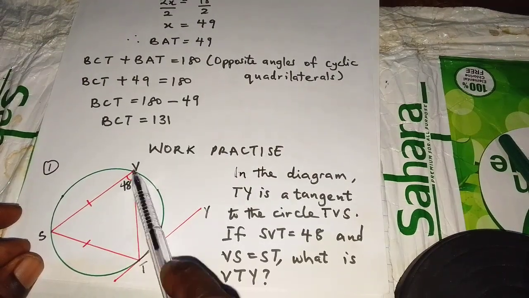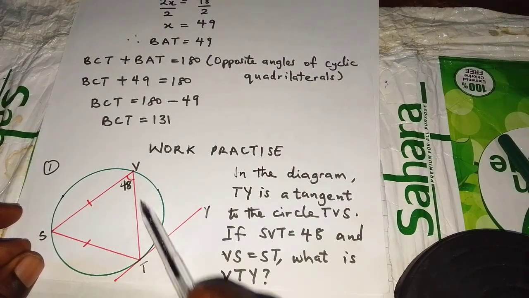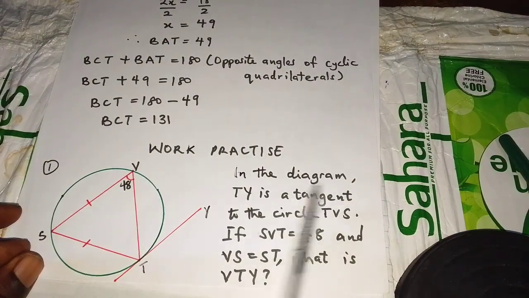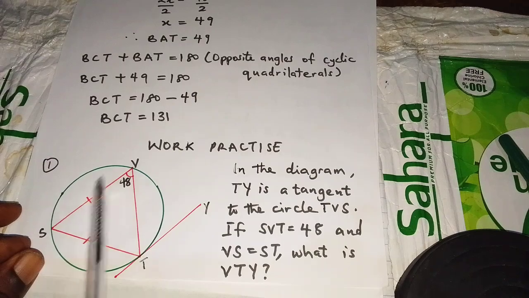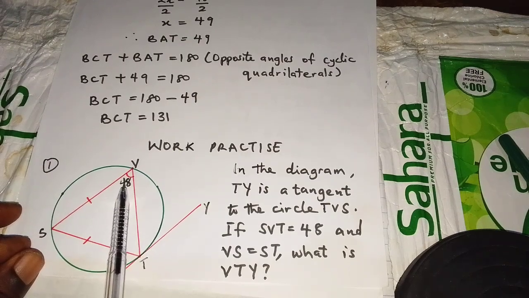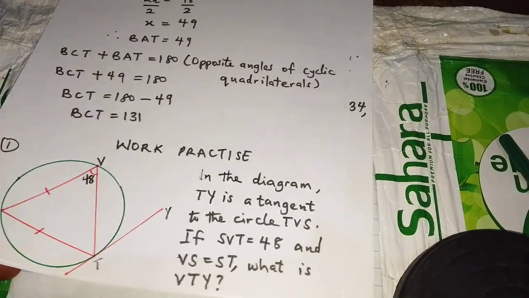Now for the work practice, look at this diagram. So this is 48. So this gives us an equilateral triangle. This is tangent to the chord here. So the question in the diagram: TY is the tangent to the circle TVS. If SVT, this angle here is 48, and VS is equal to ST, this line is equal to this line, what is VTY? VTY, you are talking of the angle that is here. You should be able to do that.